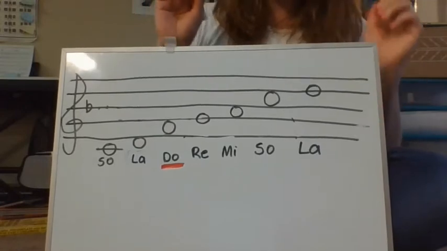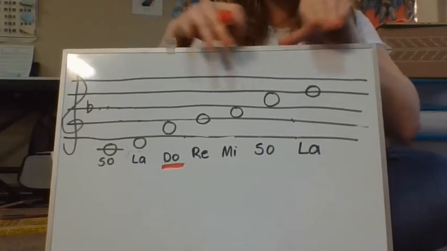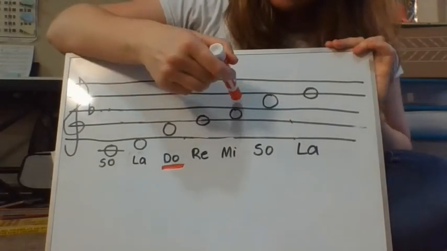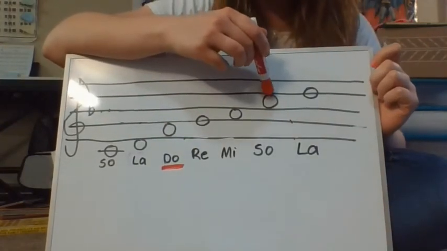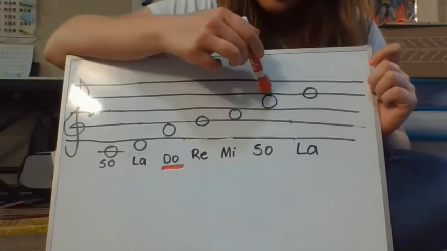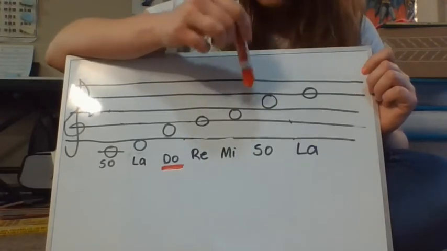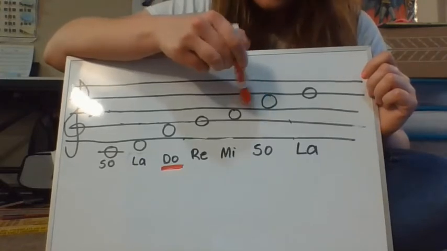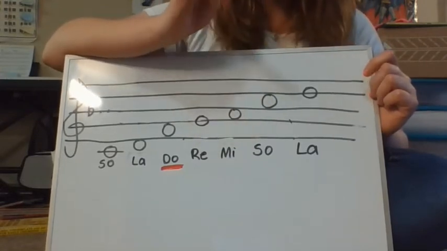Now here's part 2. We'll do the solfege first. Mi, So, Mi, So. Now you try. Mi, So, Mi, So.